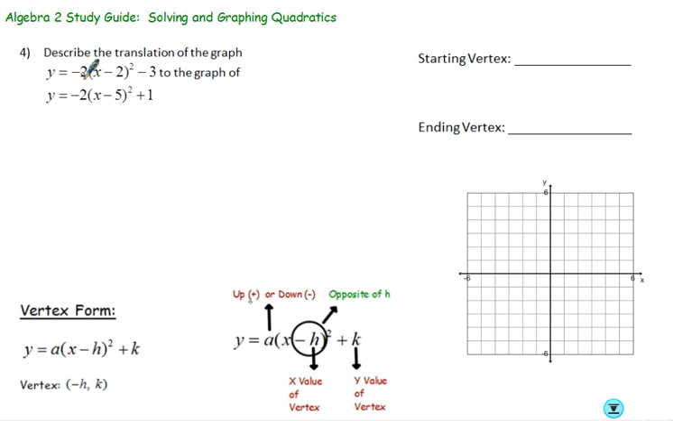All right, so what we're going to do is take the first one. It says describe the translation. A translation is just a movement of something, at least within math. Describe the translation of the graph, and it tells you y equals negative 2 times x minus 2 squared minus 3. So just so we can spread out a bit, I'm going to rewrite that.